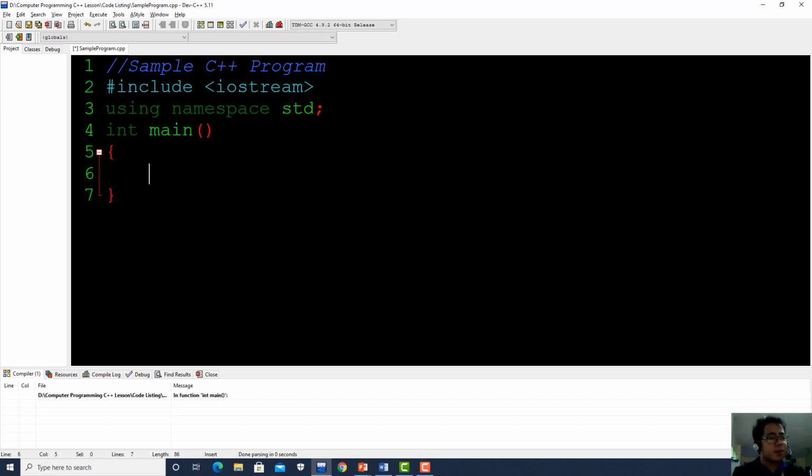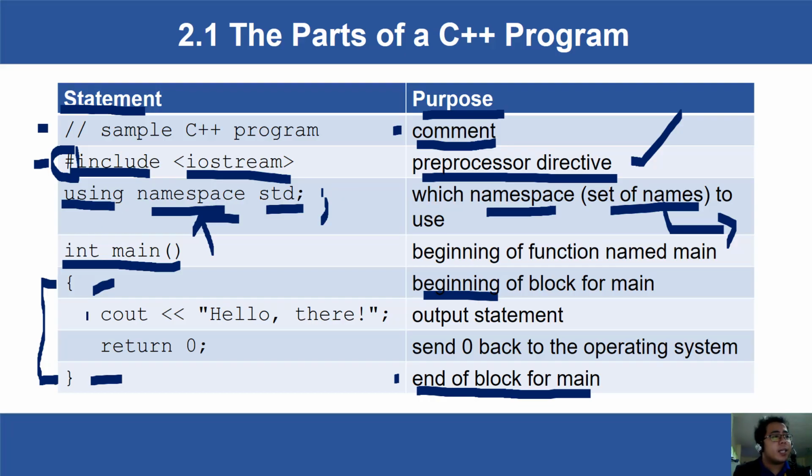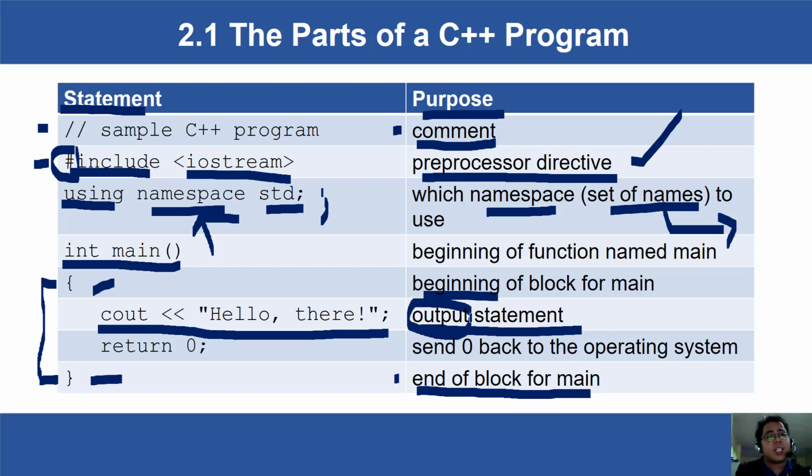Okay. Now, meron tayong nilagay dito na cout, hello there. Ang tawag natin dyan is output statement. Why is it called an output statement? Okay, kapag sinabi nating output, i-display natin yan saan?